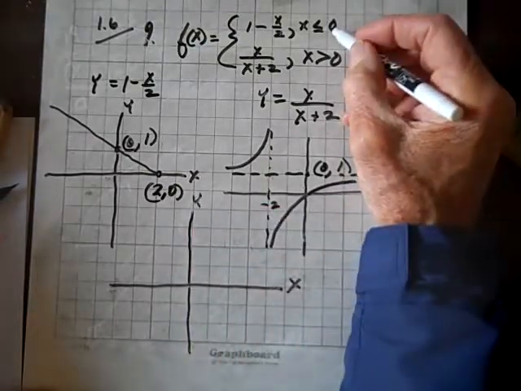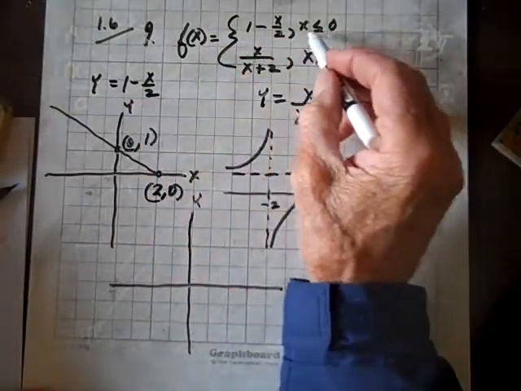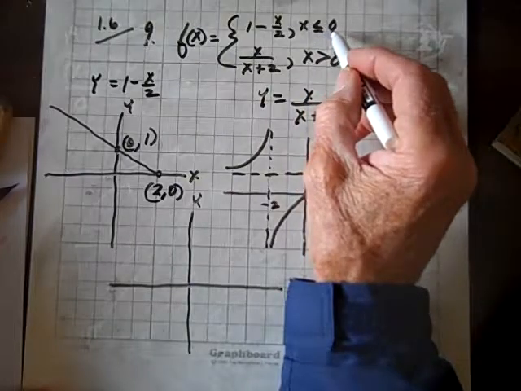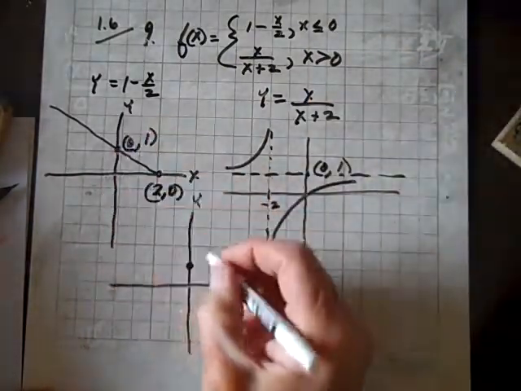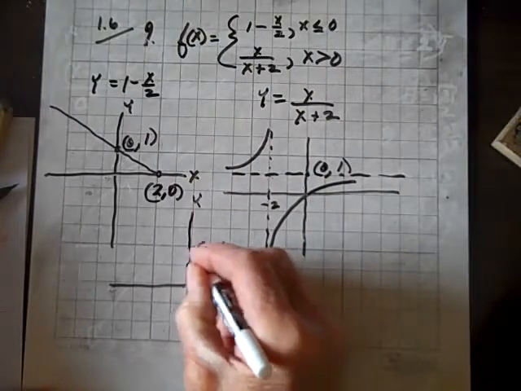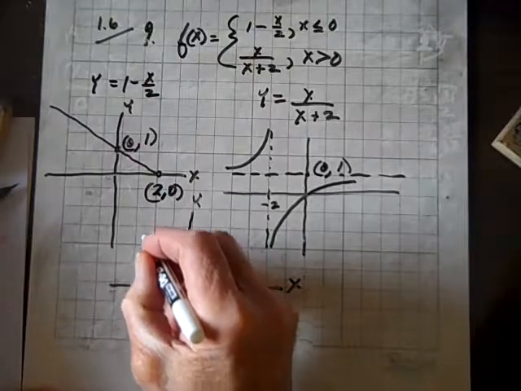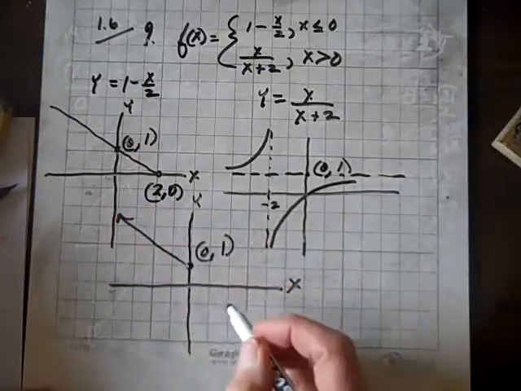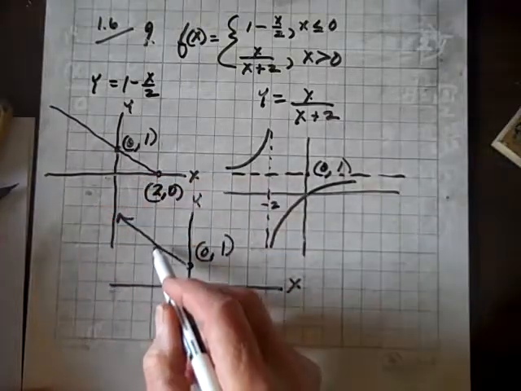And we're just interested in the portion of this graph such that the x-coordinates are less than or equal to 0. Well, we know we're at 0, 1, and all the other y values associated with the x values less than 0. When we take that graph, that's what we get.